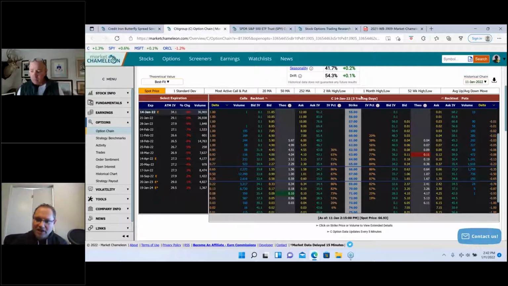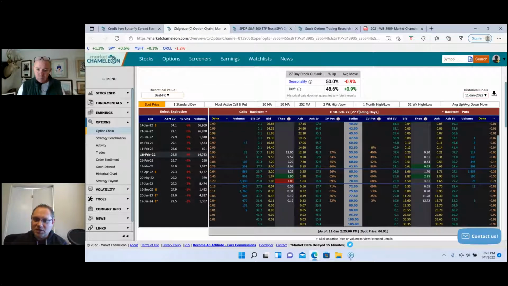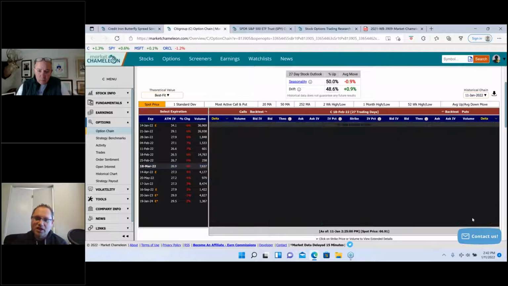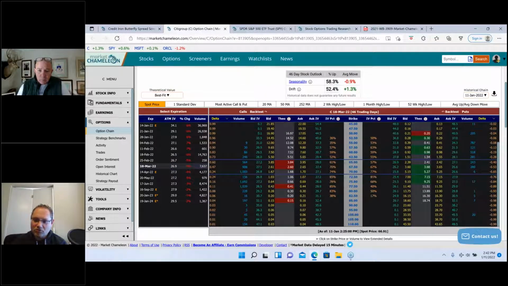Like a 3-day option does not trade the same way as an option with 27 days. And a 27-day option does not trade the same way as an option with 46 days because there are more days, there's more uncertainty, there's more things that could happen. Not only that, an option that's let's say 20% out of the money does not trade the same way as an option that is at the money, right? They trade at different levels.